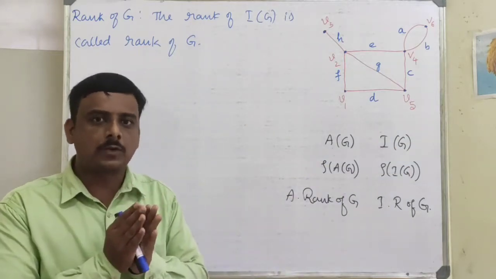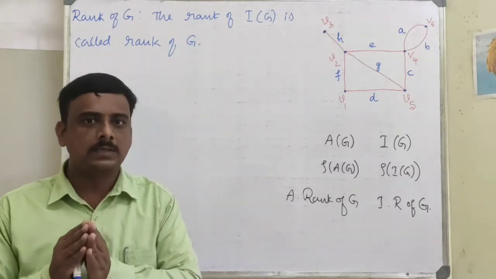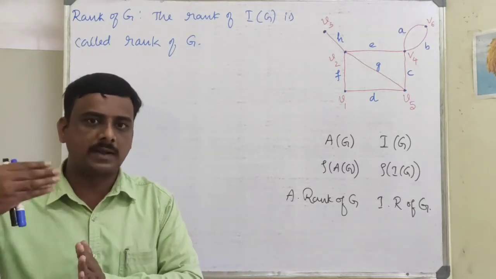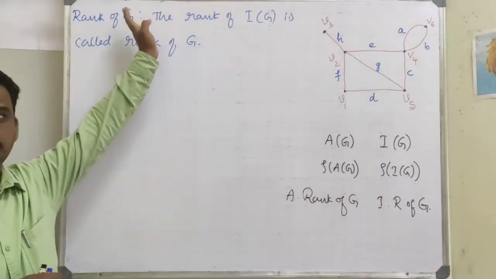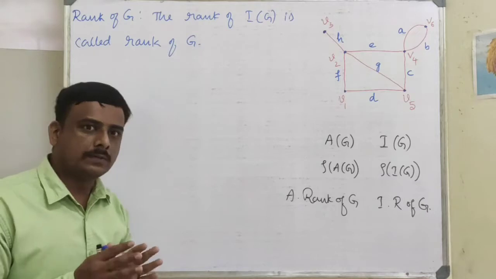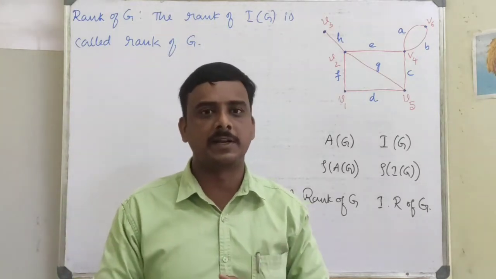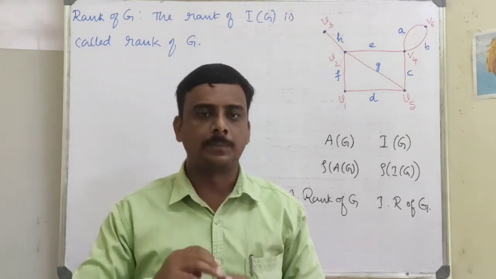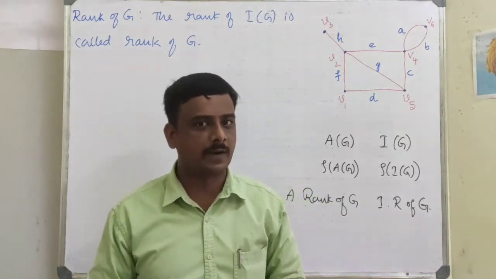So the rank of a graph G is the rank of the incidence matrix of that graph. That is the definition of rank of graph. Now, given any graph, we can find the incidence matrix of that graph. Then, applying elementary row operations or column operations, you can find its rank.